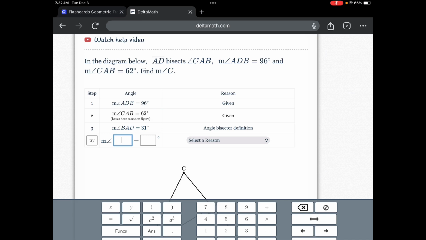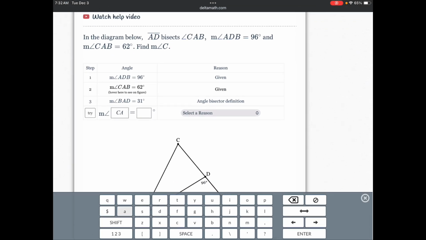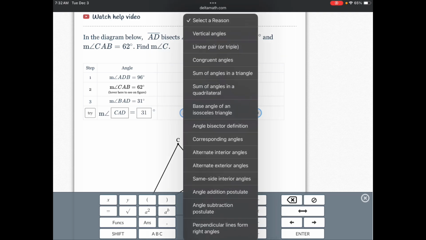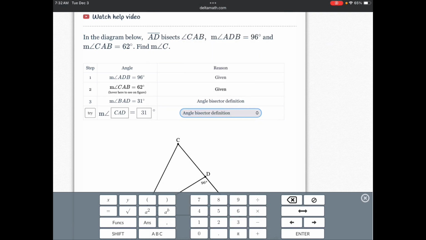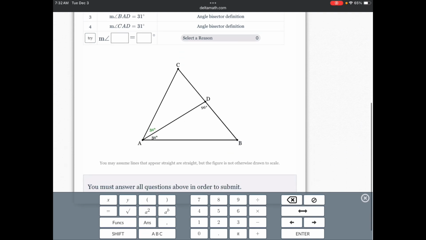So let me go ahead and type that in. So that's going to be CAD is 31 degrees. And my reason is, well, it's an angle bisector. So the only choice in here that has an angle bisector is angle bisector definition. So I click try, there we go. I have bisected that angle into two equal pieces.